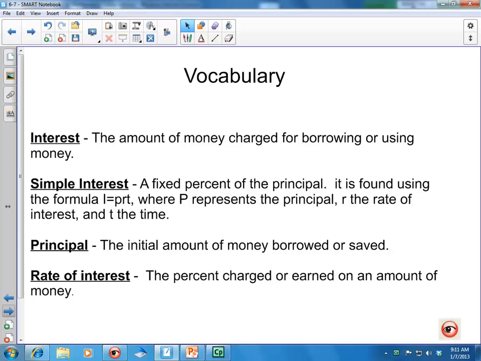Okay. Simple interest is a fixed percent of the principal. It is found by using the formula I equals PRT, where P represents the principal, R the rate of interest, and T the time. Okay, the R is always going to be our percent. You'll see that here in a moment on our examples. The principal is the initial amount of money borrowed or saved. And finally, the rate of interest is the percent charged or earned on an amount of money. All right, let's take a look at our first example.